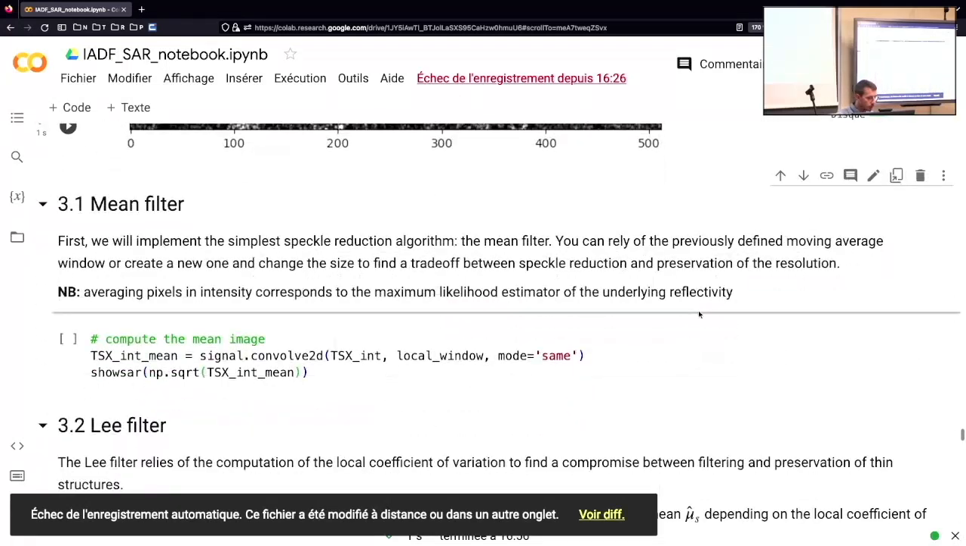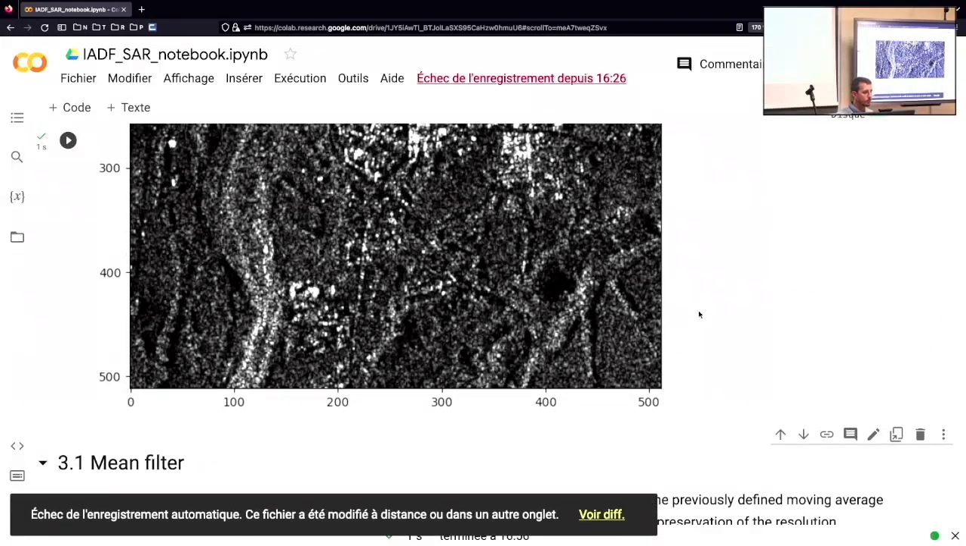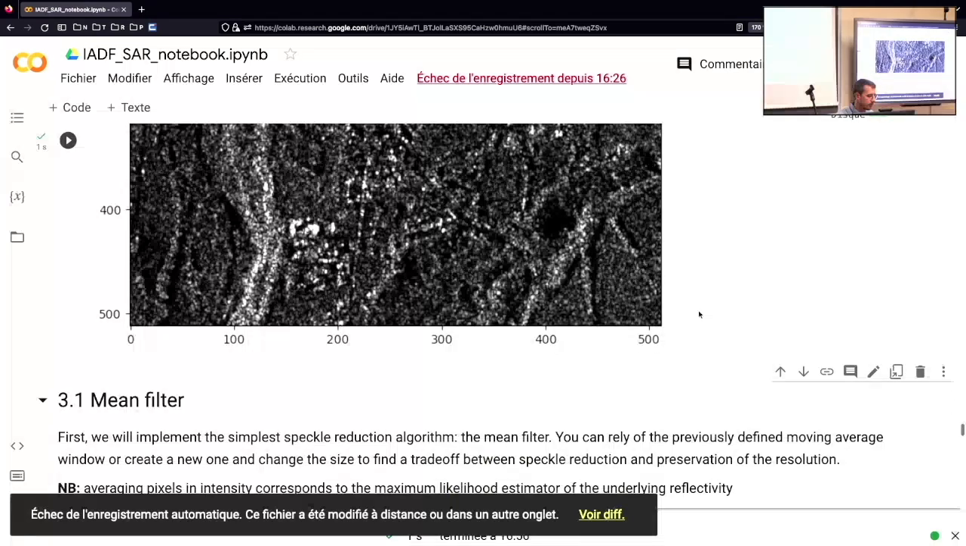So the first, the simplest way actually to suppress speckle from SAR images is to average samples incoherently in intensity, okay? What happens? Well, depending on the size of the window, you are going indeed to filter out the speckle in homogeneous areas, but you're going to reduce the resolution of the image depending on the size of the window that you have chosen to do the averaging.